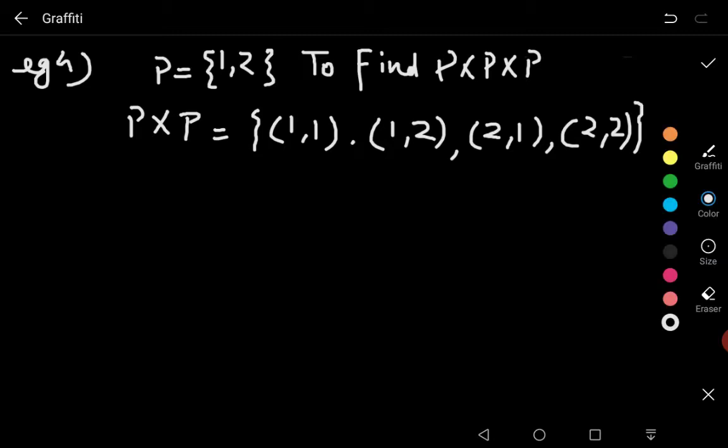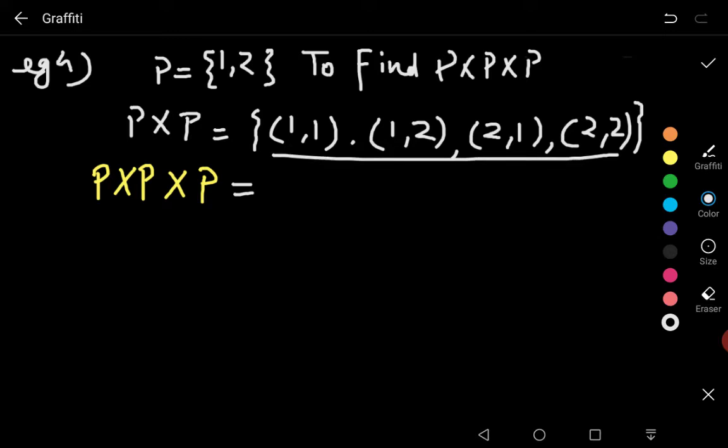Now we have to find out P cross P cross P. So you have to take this set and you have to multiply this set by this one. Okay, so let us do that. Here we have 4 elements and here we have only 2 elements. So in total we will get how many? 4 2s are 8 elements. So let's see how to find them.